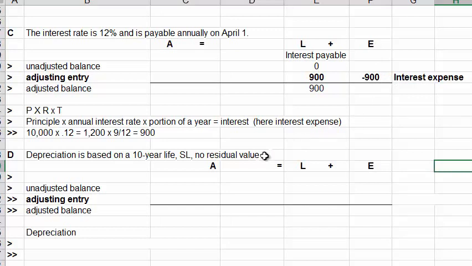Now, if Sample Daycare had loaned somebody else $10,000 on April 1st of year 3, and somebody else hadn't paid any interest by the end of the year, then Sample Daycare would do this exact same math down here, and they would be recording interest receivable of $900 and interest revenue of $900. So you use the same formula, it only changes the accounts that are involved.